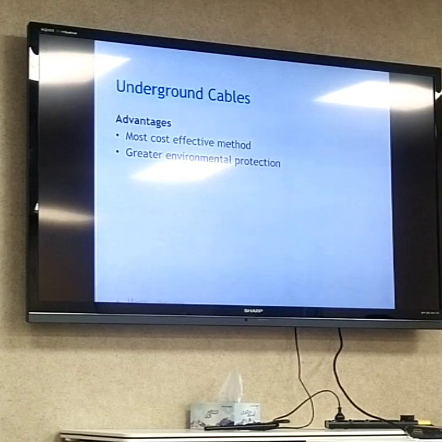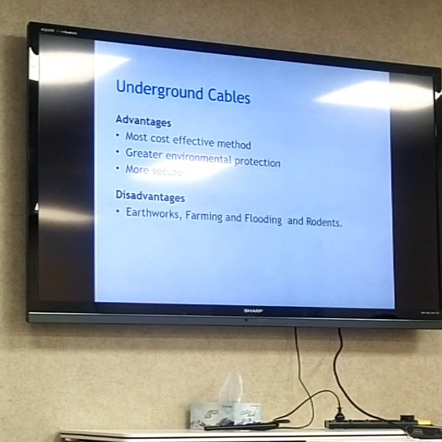Okay, what are the advantages of underground laying? Most effective method. Greater environmental protection, because it is totally hidden and not subjected to the environment, and it's more secure because it is not accessible. No one will come and dig to access the cable. Right. What about the disadvantages of underground cables? Earthwork. Sometimes the contractors may damage the cable while they are doing some other work.